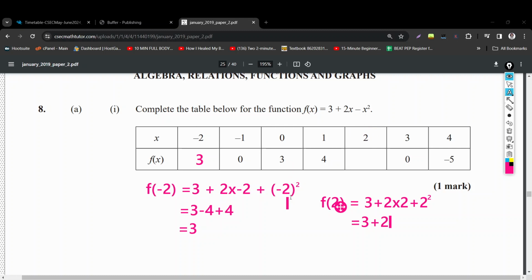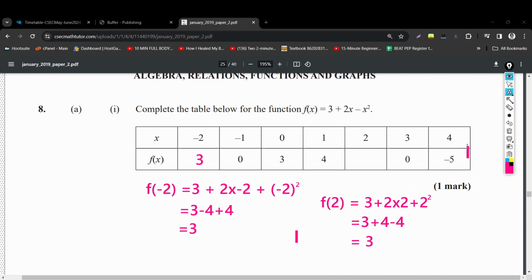Oh, wow. Hold on. I think I made a mistake here, guys. Okay, so 2 times 2 is 4, right? And we're going to end up with minus, we have to square it first. So we're going to get minus 4 there. So the answer for this one is actually 3. I think I made a small mistake, guys.